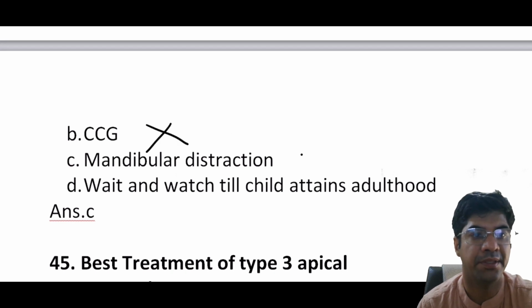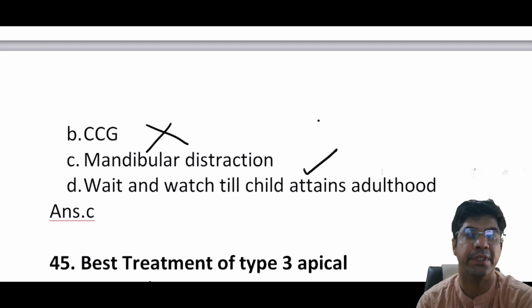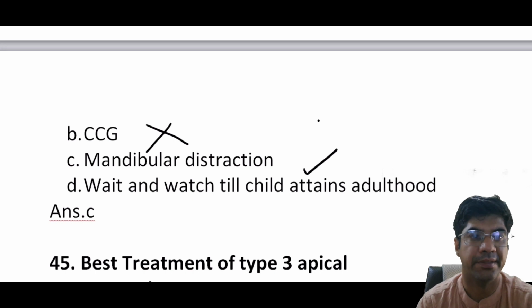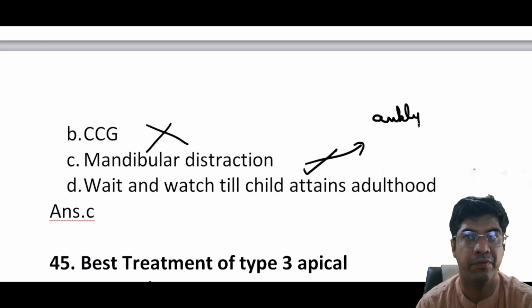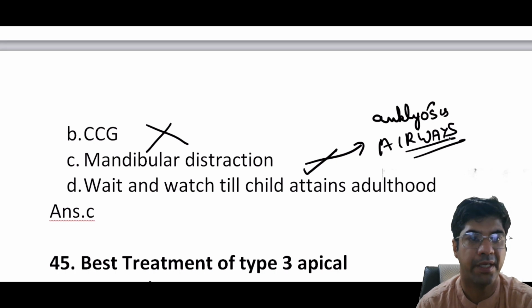The answer is C, mandibular distraction osteogenesis. Here we gradually lengthen the mandible by cutting the bone and slowly moving the two halves apart using a mechanical device. This method not only treats the ankylosis but also improves the airway by advancing the mandible, increasing the pharyngeal airway space. So that is why the answer is C.